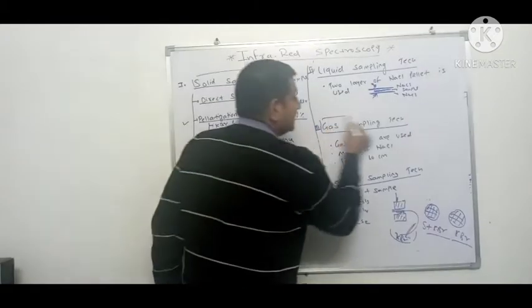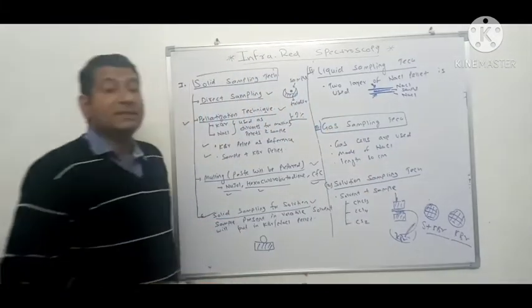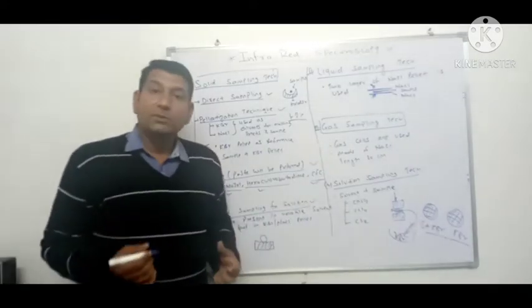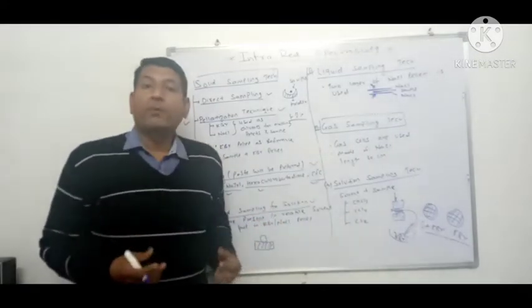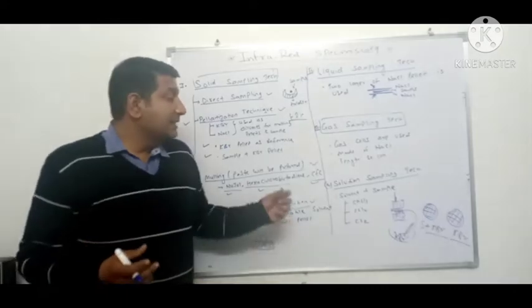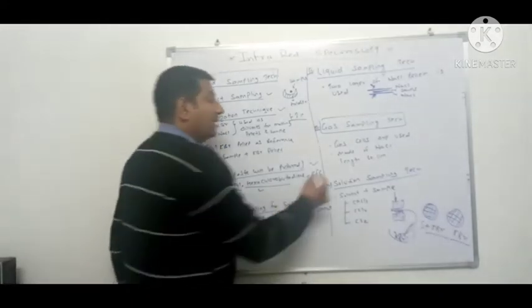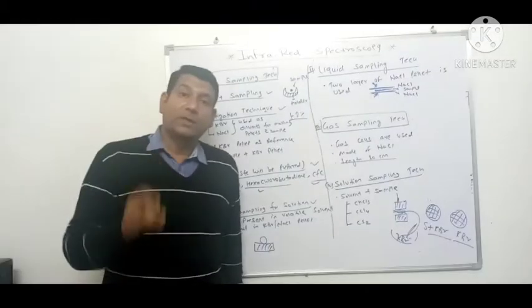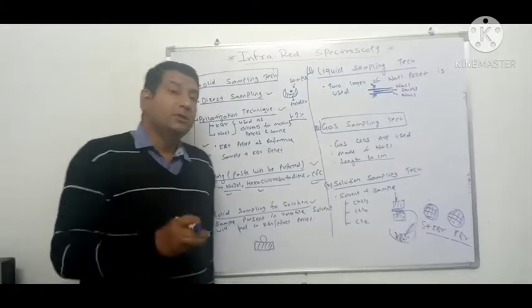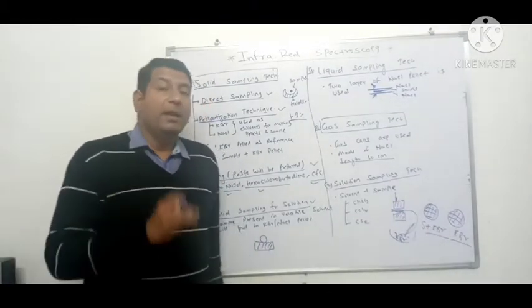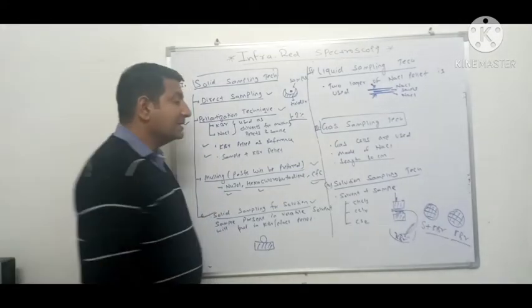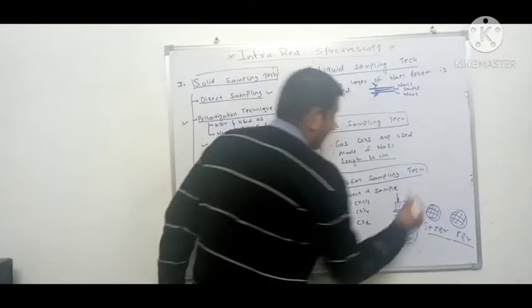The next technique is the gas sampling technique. As the name suggests, the gas sampling technique utilizes gas cells, and these gas cells are made up of NaCl and have a length of around 10 cm. The sample is put into the gas cell, and this gas cell is put into the IR spectrophotometer, which gives the results. The last technique is the solution sampling technique.